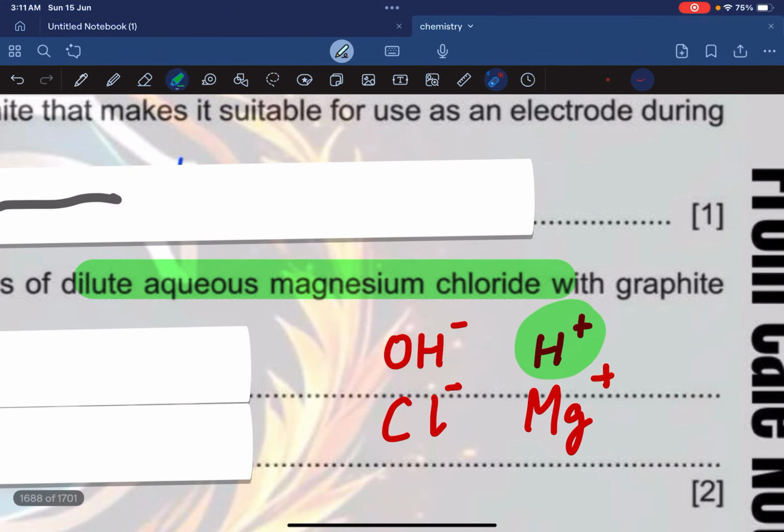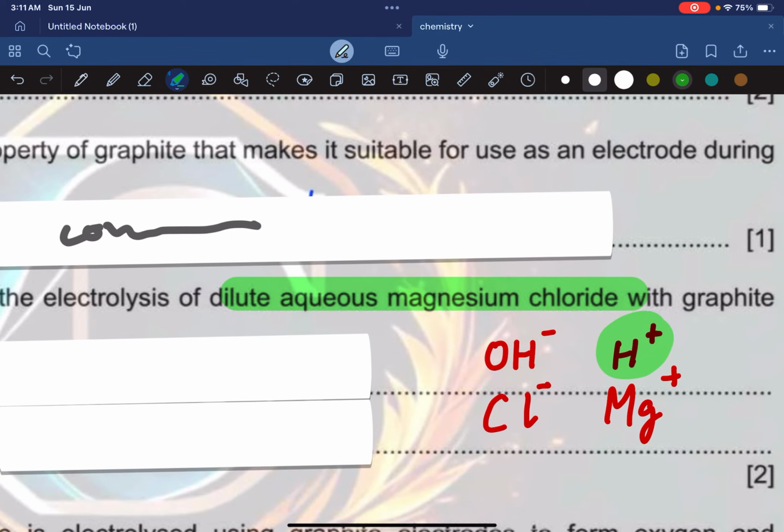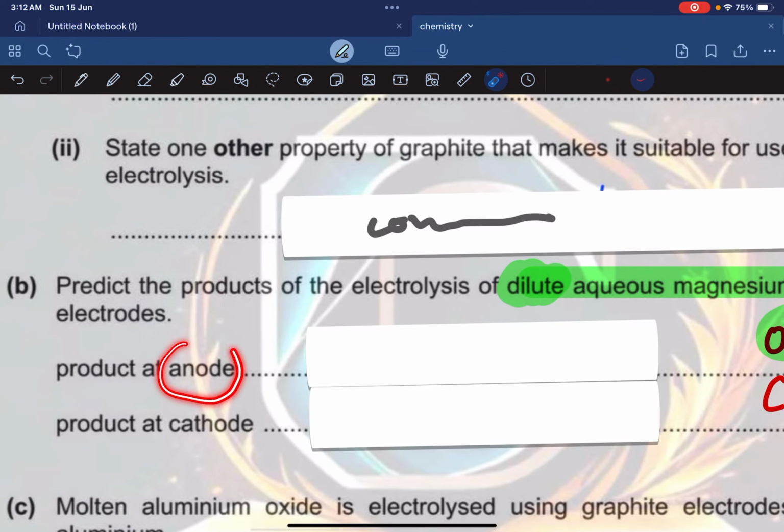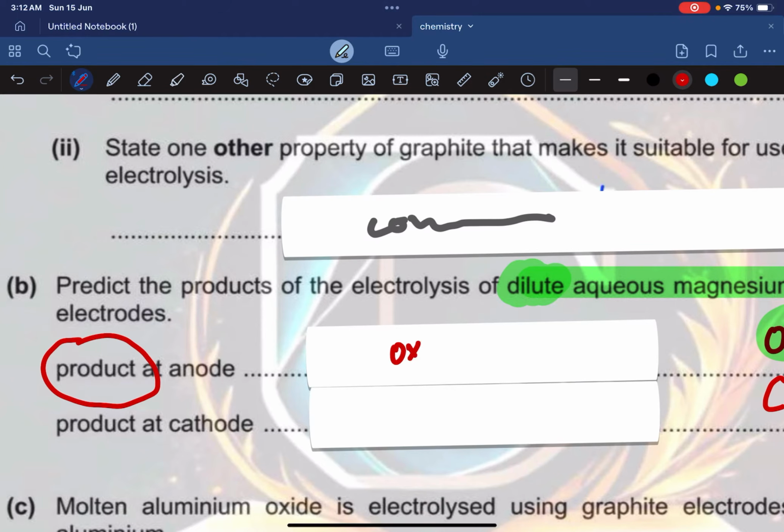That's the first thing. And the second thing: because it is dilute, what's going to discharge? Obviously OH negative. Chloride ions or halide ions discharge in a concentrated solution. So hydroxide is going to discharge, and the product of discharge of hydroxide is going to be oxygen. Whenever hydroxide discharges, what's formed? Oxygen. So the product at the anode, where you have your negative ions, they're asking for the product, so the product is going to be oxygen. And at the cathode, it's going to be hydrogen.